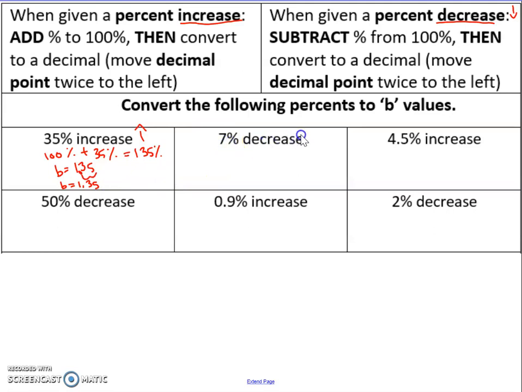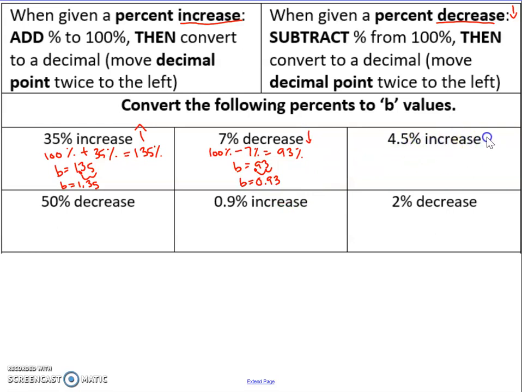Okay, let's do it again. 7% decrease. Okay, decrease, I subtract it from 100. So I'm going to do 100% minus 7%. And if you struggle with subtraction, you have a calculator right now, right? So this is going to be 93%. So for my base value, I'm going to take that number and I move, because I'm dividing by 100, so it moves my decimal 2 places over. So my base value is 93 hundredths, 0.93. And again, that's what would go in my equation. All right, so you get it?